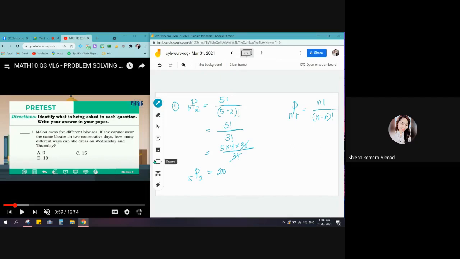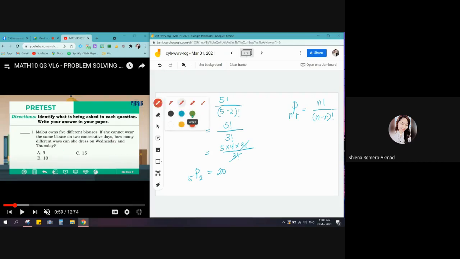Bakit 20? Kasi dalawang araw lang yung hinihingi sa atin. And how many different ways can she wear 2 different blouses sa Wednesday and Thursday?